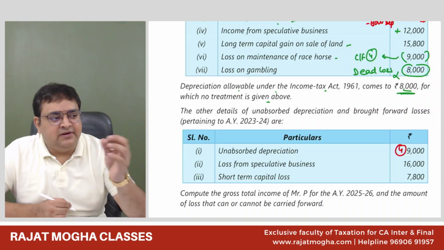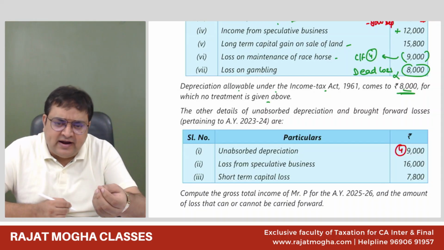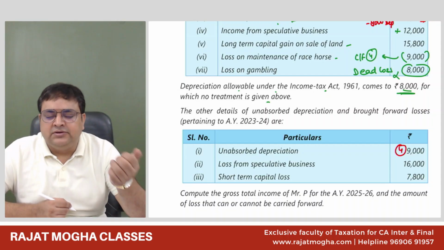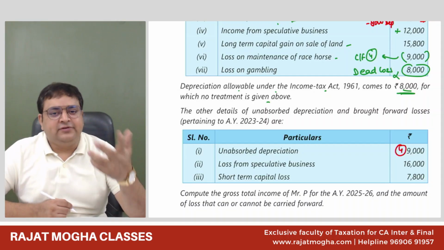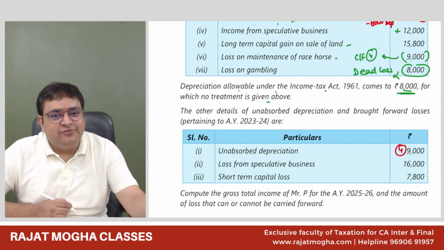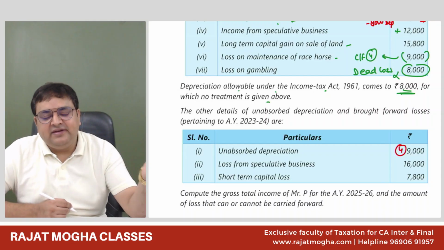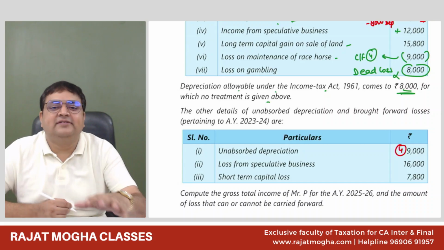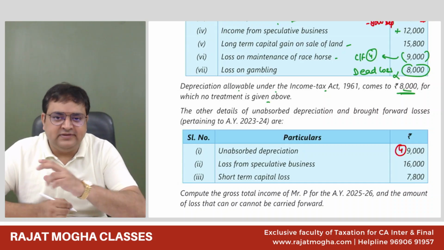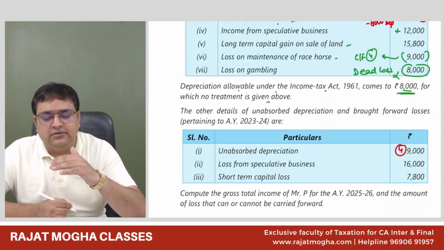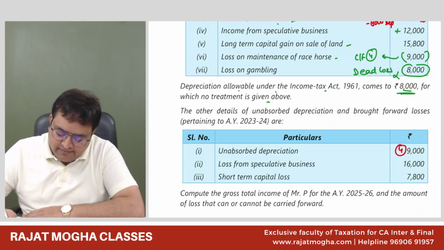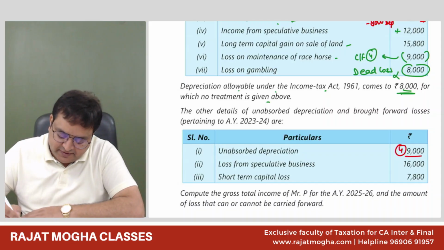Unabsorbed depreciation, unabsorbed capital expenditure on scientific research, unabsorbed capital expenditure on family planning, you understand all three are brothers and sisters, so the same treatment would be there. Unabsorbed depreciation coming from last year can be set off from other heads also, except salary. This is an exception: last year depreciation can be set off from any head other than salary. But yes, we will give it last priority.